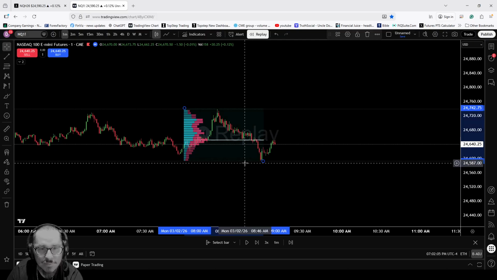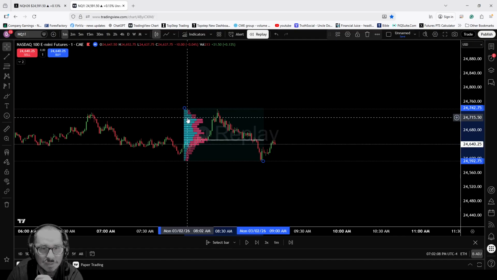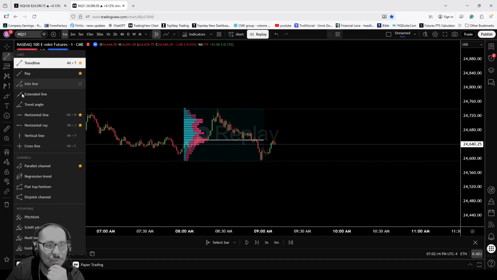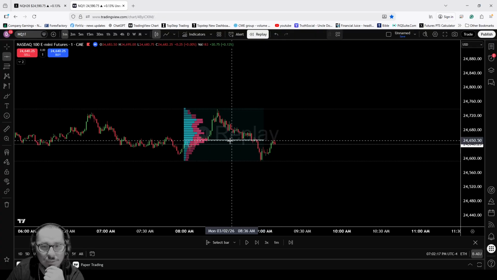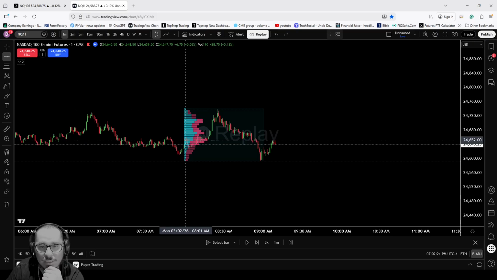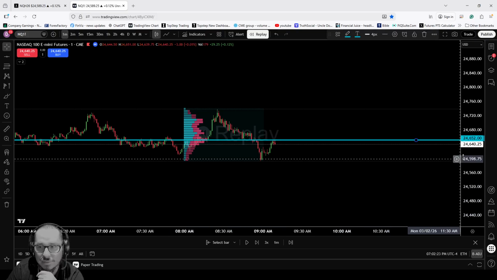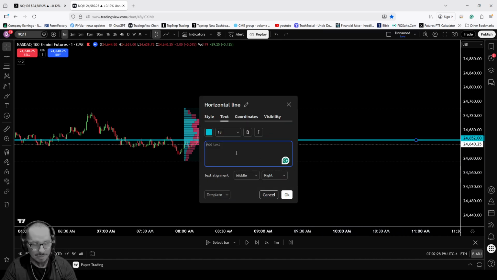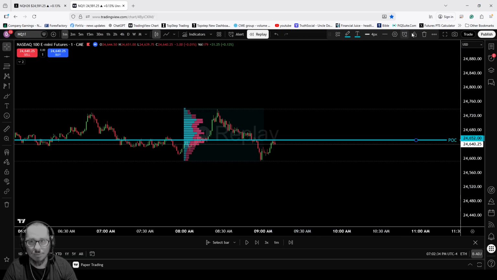Okay. That gives you literally a little graph. Forget about everything. All you care about is the point of control. And what is the point of control here? The little white line, right? So we're going to put a horizontal line on top of it just to understand where it is. That's basically 24,652. We're going to put a name on it, point of control for whatever day it was, right? And then that's it. You lock it so it doesn't move and you don't lose control of it, right?